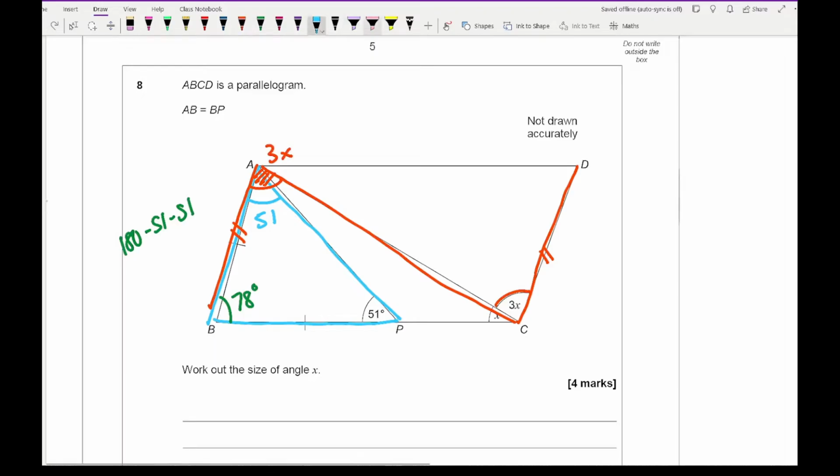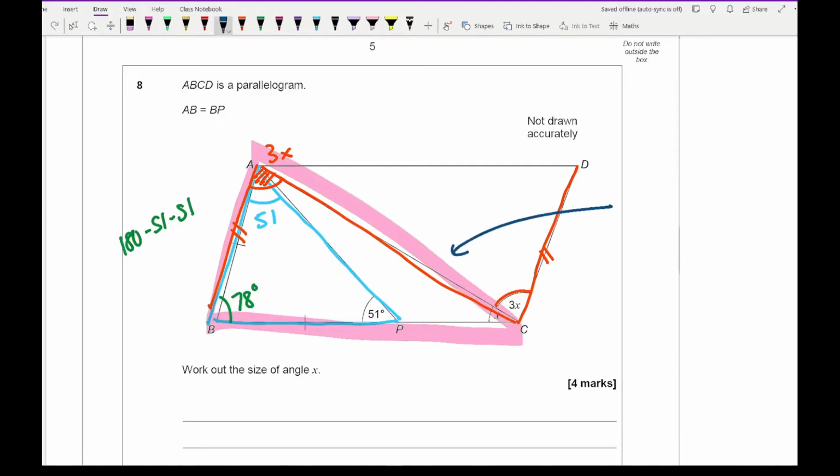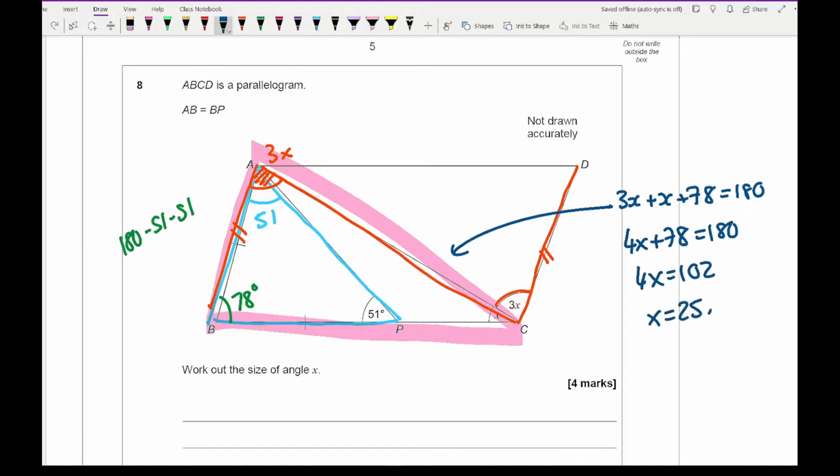Now if I take this triangle here of x, that's just one example. So looking at that pink triangle, I've got 3x plus x plus 78 all add up to 180. So from this I've got 4x plus 78 equals 180. So 4x equals 102. So x is going to equal 25.5 degrees.